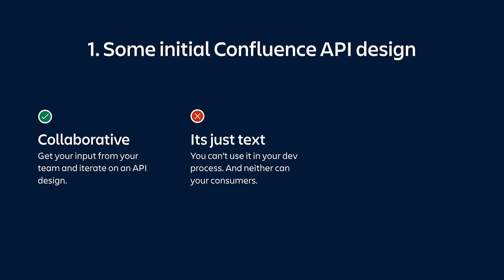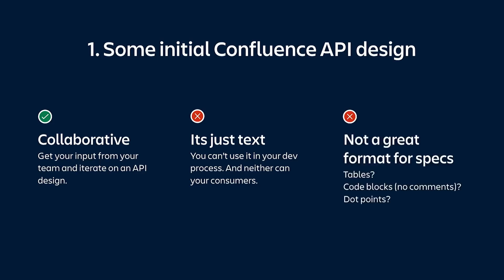But what you've just built is a text file, and it's really hard to use that text file in any meaningful way in your dev process, and your consumers can't really use it in theirs. And to be honest, Confluence is not a great format for writing API specs. Are you going to use tables, maybe code blocks? Can't put comments in code blocks.